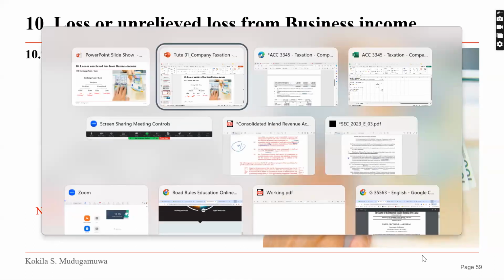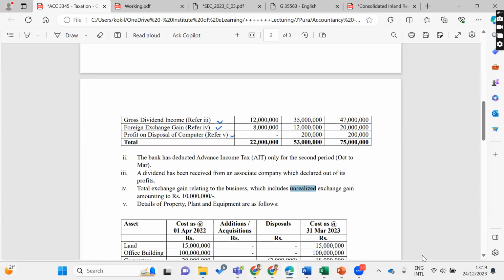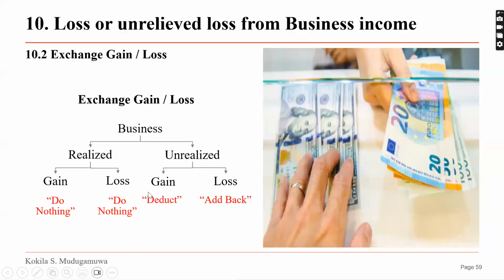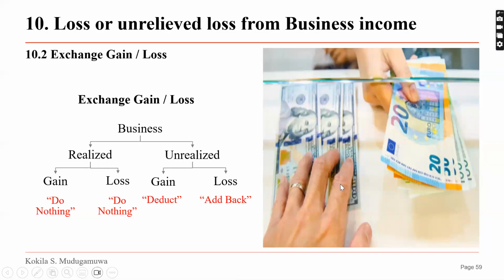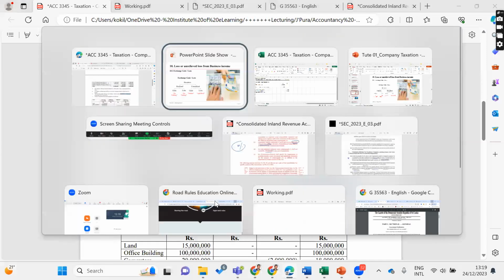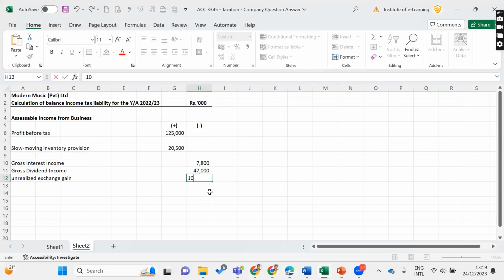So what you can do is, if it is an unrealized gain, it has not been realized, and it is an unrealized gain inside this. So you have to remove it. Unrealized exchange gain, how much? 10 million. You have to remove it because it is unrealized. An unrealized business-related gain, you have to remove.